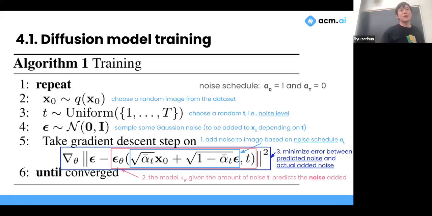Yes. Why don't we choose a random noise level instead of just going, because initially we're saying we start when there's no noise and then we go back. Yeah. Why is it a distribution?